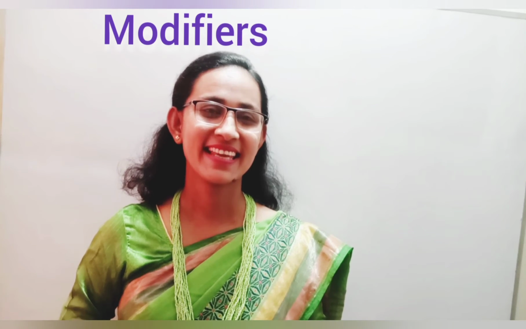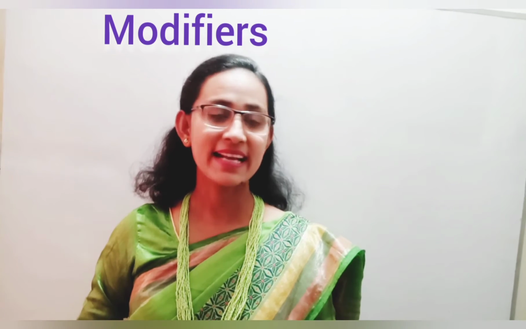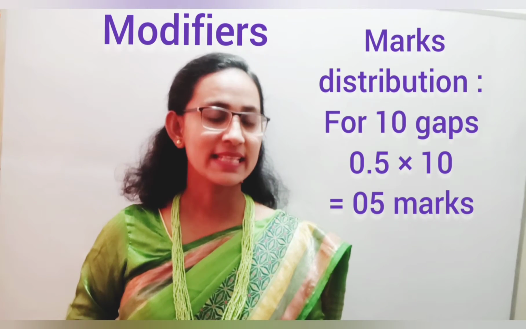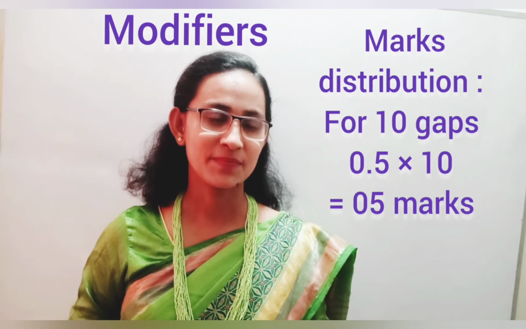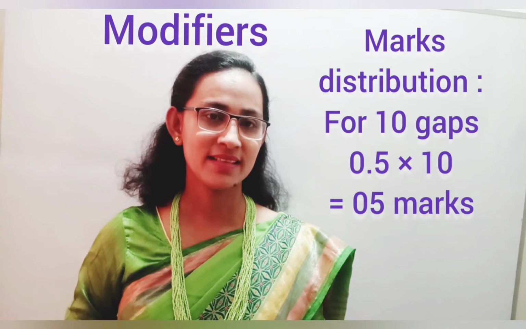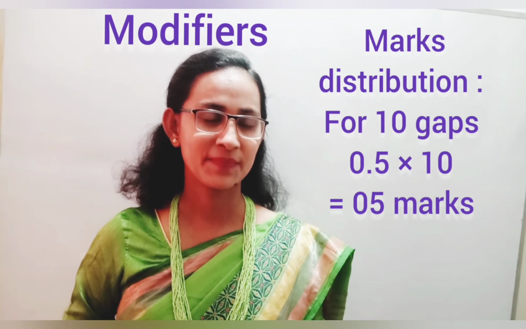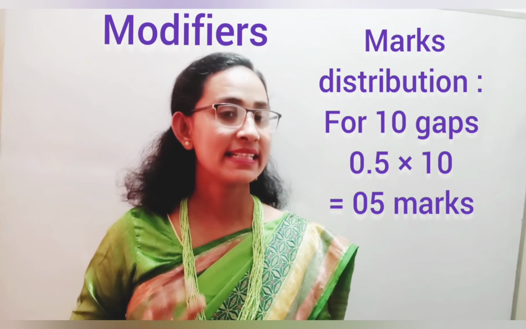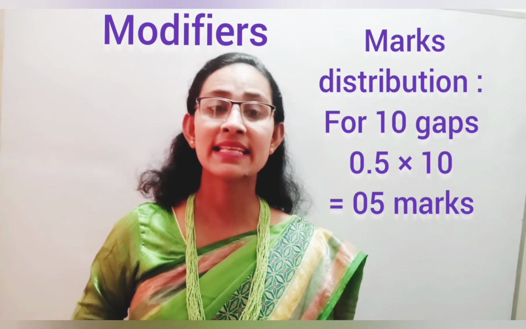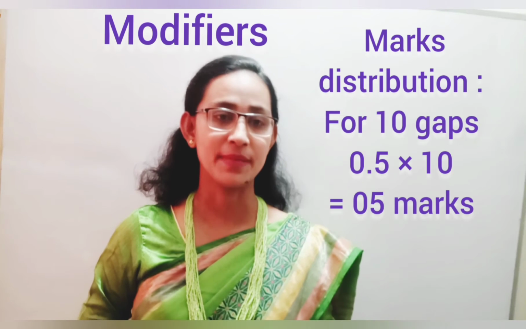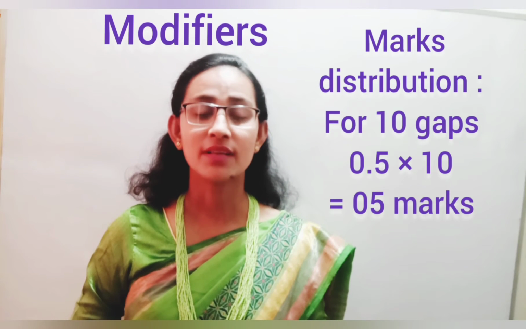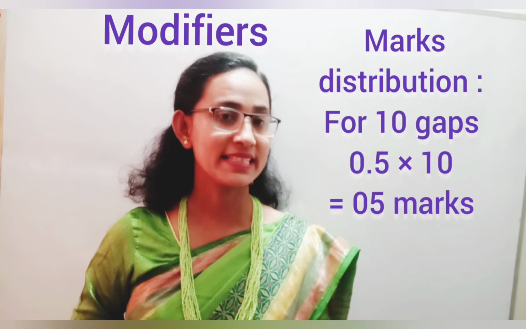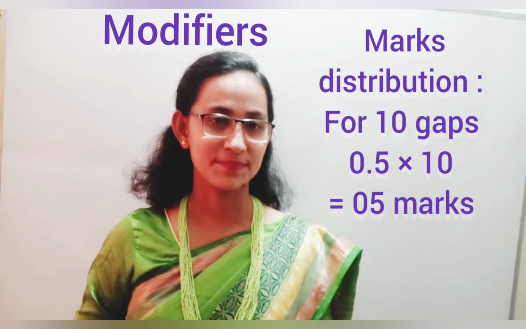Dear students, you know that modifier is a topic of English second paper. And for this, you will get a passage. It is the 9-number question of English second paper. And here in this passage you will get 10 gaps. Each gap contains 0.5 marks. So here for these 10 gaps you will get 0.5 multiplied by 10 equals 5 marks.